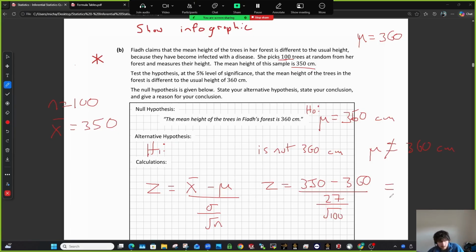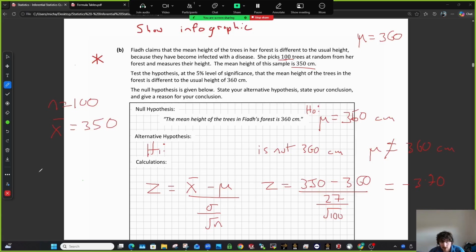So let's get a z-score for this. 350 minus 360, 27 over root 100. So you can see that's a pretty big z-score. That's minus 3.70. Okay, so H0 is going to be rejected here because it's very far into our rejection region.